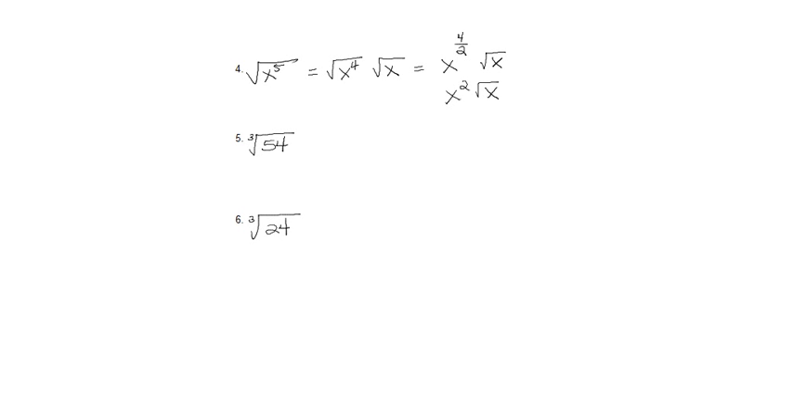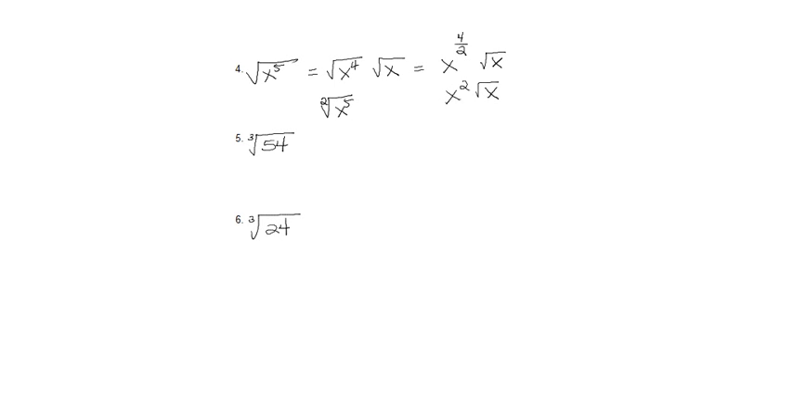Another way we can look at this is we can look at the square root of x to the 5th. We have our little 2 that we don't write out there. We can say, how many times does 2 go into 5? Well, 2 goes into 5 2 times. 2 times 2 is 4, and we have 1 left over. So x to the 1st power, we don't write the 1.